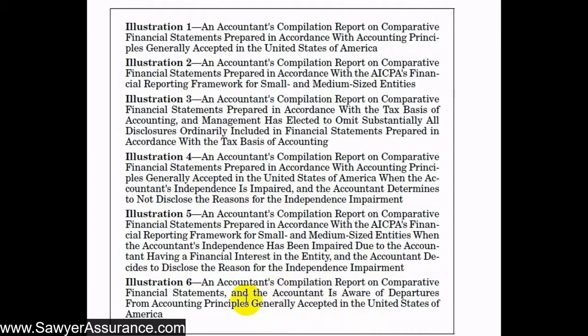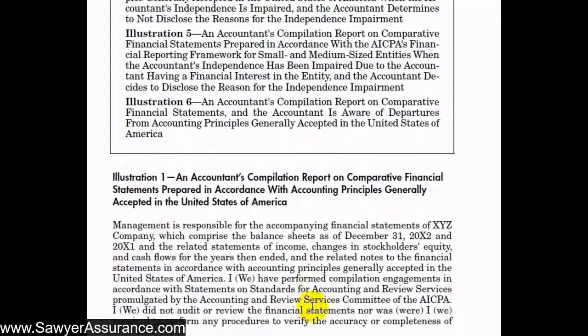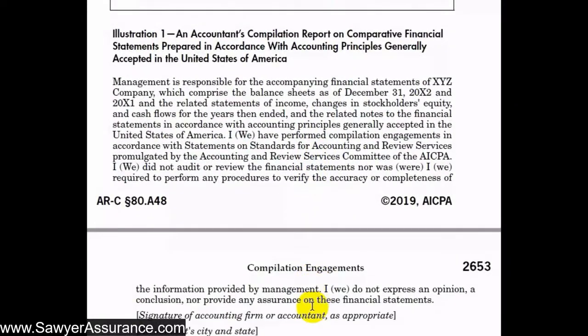And then here we have some where we have a departure from GAAP. Let's just take a look at this first one, the general, normal, so to speak, compilation report for financial statements prepared in accordance with GAAP. We see here that it tells us the company that the financial statements are for, the reporting period, and the financial statements that we included.